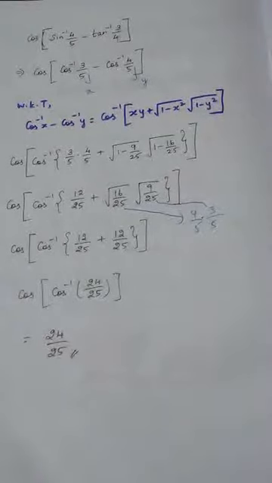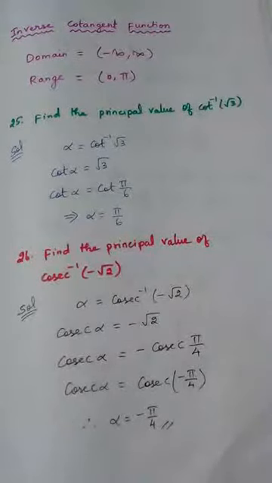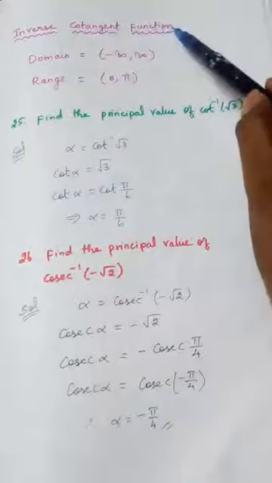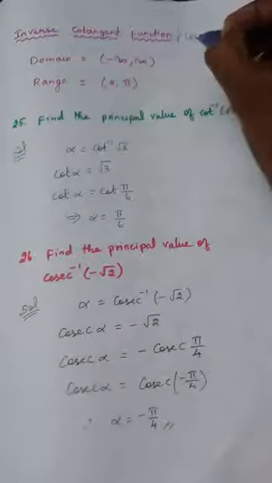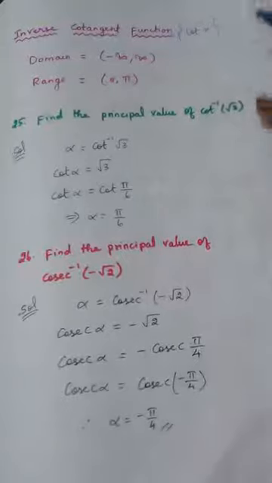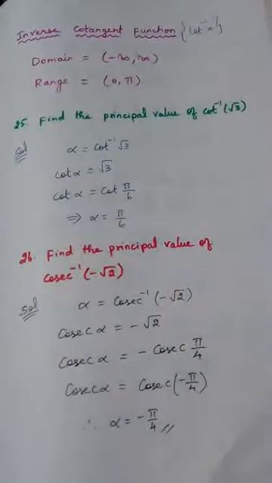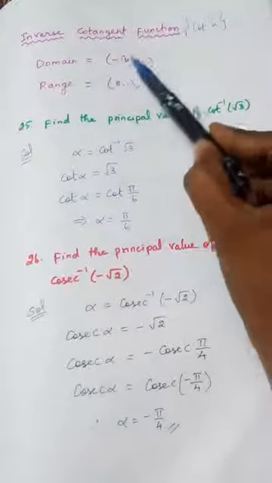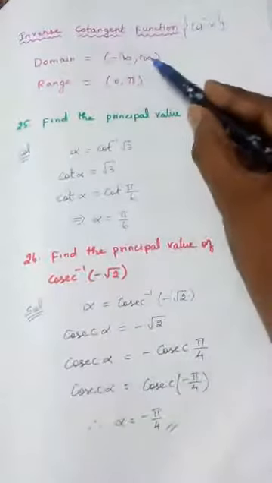Now we will go for the next inverse function. And the last and final inverse function that we are going to see is the inverse cotangent function. Cotangent in the sense cot inverse x. This is called the inverse cotangent function. Cot inverse x, and the domain is minus infinity to plus infinity, which is the same as tan inverse x. If you see the tan inverse x domain, it is also minus infinity to plus infinity.